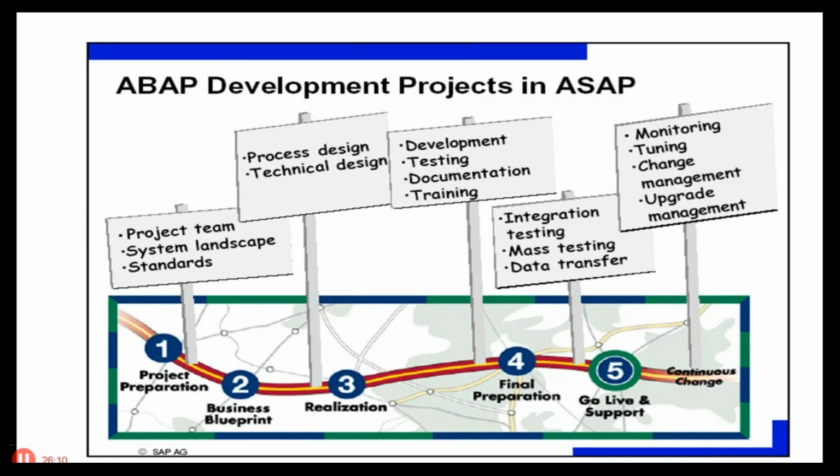If you see, this is an old diagram, so you cannot see the sixth step, that is support. Support is now made a completely separate step. So we have these 5 different steps: project preparation, business blueprint, realization, final preparation phase, and go live phase. What exactly we do in each and every step is what we need to understand. In every step we have some functionalities to do, and what those functionalities are is what we'll see now.